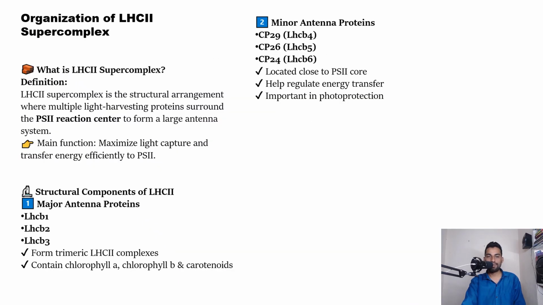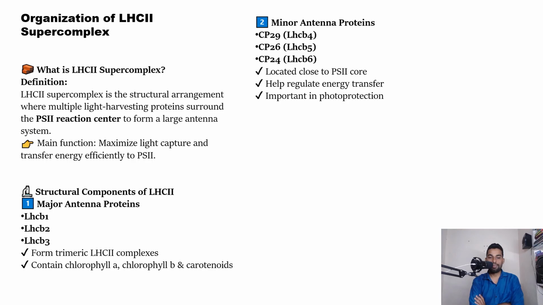Organization of LHC2 supercomplex. What is the LHC2 supercomplex? To form the large antenna of the PS2 reaction center, these complexes are required. Let us see the definition. LHC2 supercomplex is a structural arrangement where multiple light harvesting proteins surround the PS2 reaction center to form a large antenna system. Main function: to maximize light capture and transfer energy to PS2. Please remember this all. To receive more light, these supercomplexes are required. I will read it out for you.